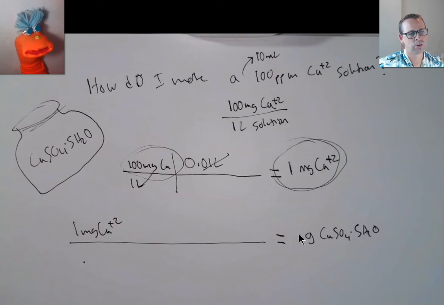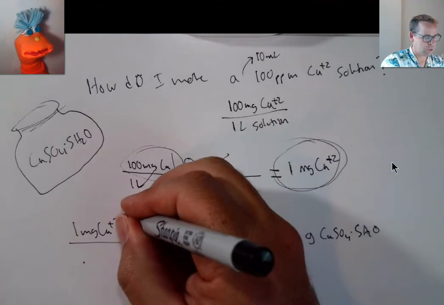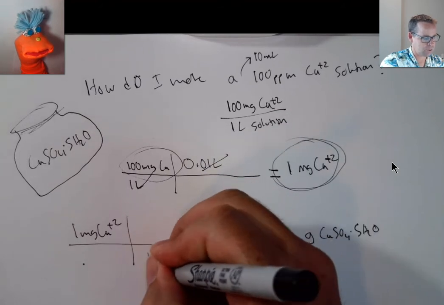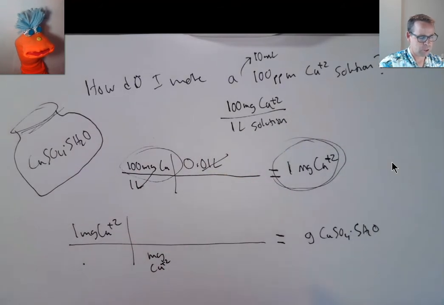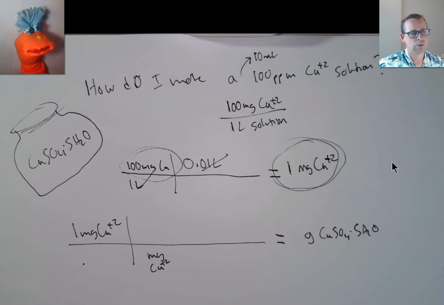Oh, well, that's a little tricky. Let's see. Can I relate milligrams of copper to grams of copper sulfate? Yeah. How would you do it? Well, let's see. I know how many moles of copper are in a unit of copper sulfate. That's a good recognition. And that's taking advantage of your stoichiometric relationships.